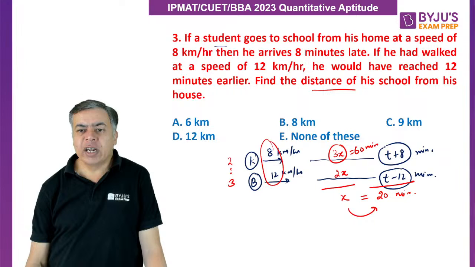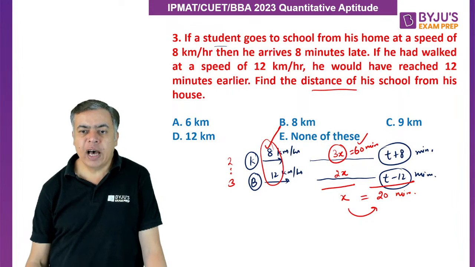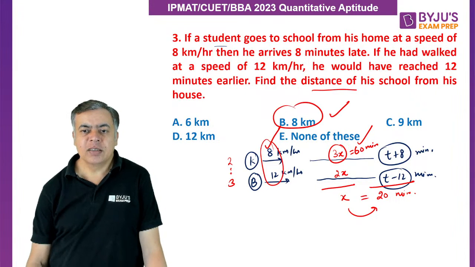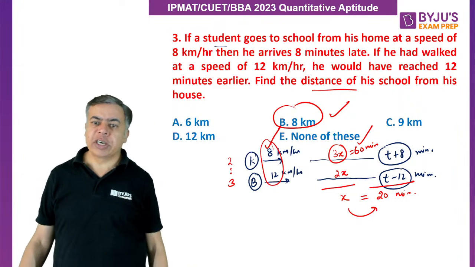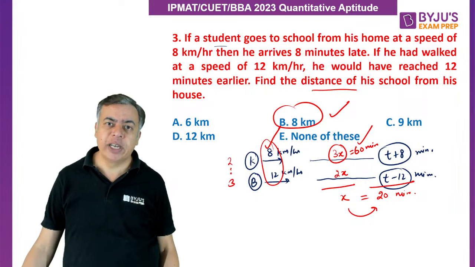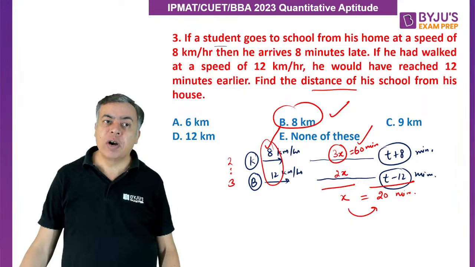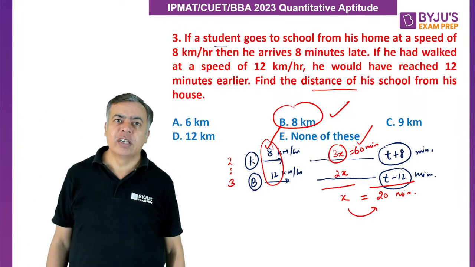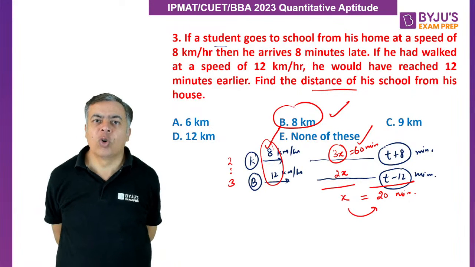वो कह रहा है find the distance of the school. So 8 की स्पीड पे उसे 1 hour लगता था, तो इसका मतलब 8 किलोमीटर ही डिस्टेंस था. At 8 kilometer per hour speed he is taking 1 hour, that is 60 minutes, so he will be covering 8 kilometers only. At 8 kilometer per hour he is taking 1 hour, so that means it is 8 kilometers, the distance between his home and the school.